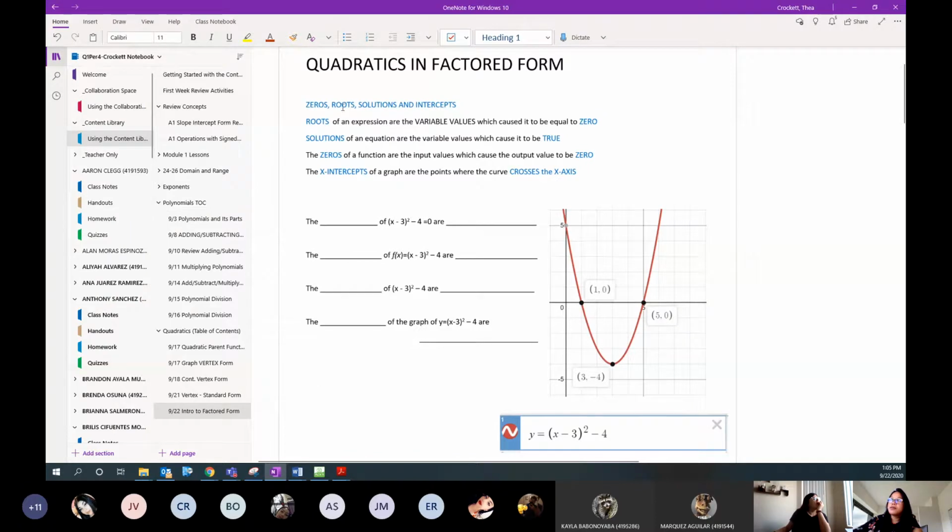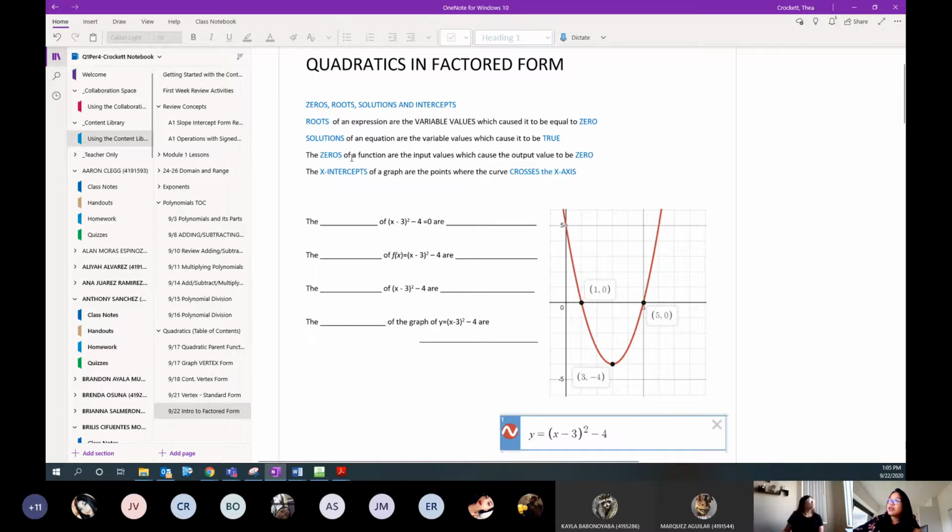The vocabulary words are zeros, roots, solutions, and intercepts, and they mean the same thing. Roots of an expression are the variable values which cause it to be equal to 0. Roots are used when you're given an expression. Usually, people switch these words. But roots are for an expression, and an expression doesn't have an equal sign. If we have an equal sign, then we're dealing with equations, and we're going to use the word solutions instead of roots.